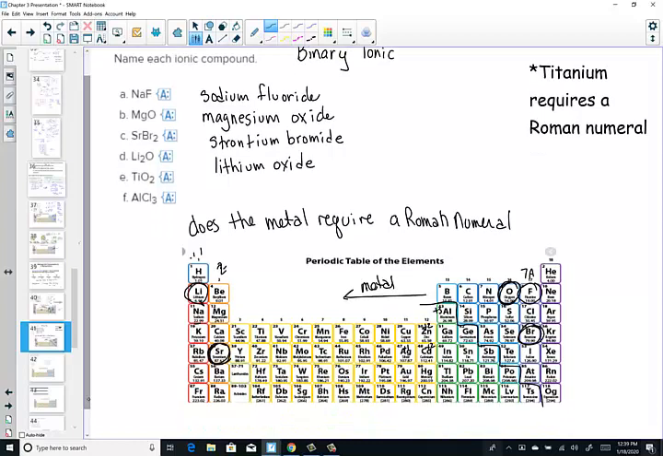Letter E, Ti. Now look where Ti lives. It lives in the heartland of I don't know your charge. This is a variable charge. So now I finally find an example where a Roman numeral is going to be required. The first name is titanium, but part of its name is a required Roman numeral. Let me leave space, and we're going to work out the charge that it carries.